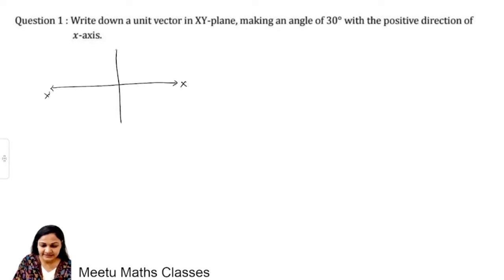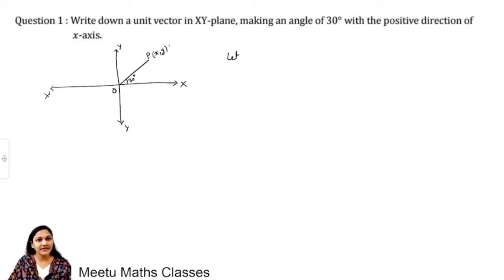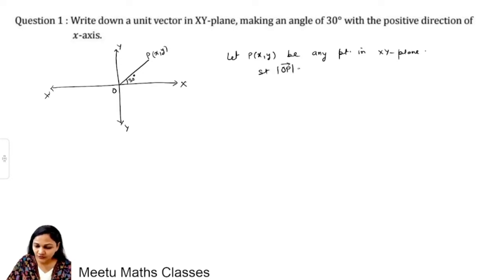This is x-axis and this is y-axis, and we are supposed to write down a unit vector which is making an angle of 30 degrees with x-axis. So let OP be the required unit vector. Let P(x, y) be any point in the xy plane such that the magnitude of OP vector is 1. Now we know that OP vector is xi plus yj. So we are supposed to find out x and y first.